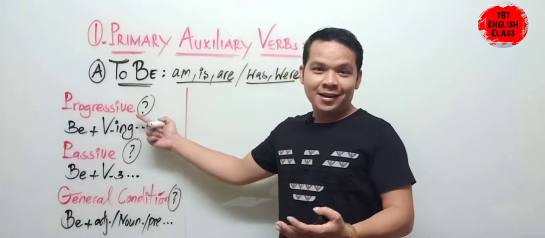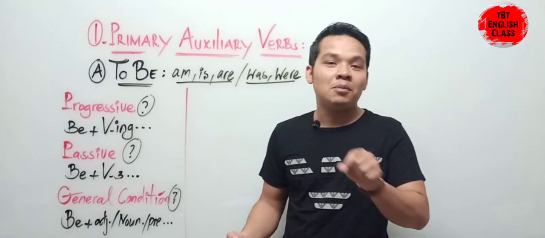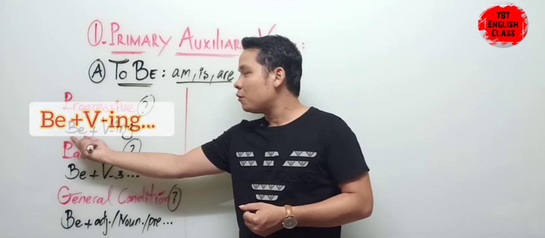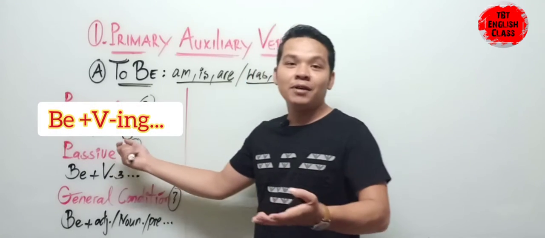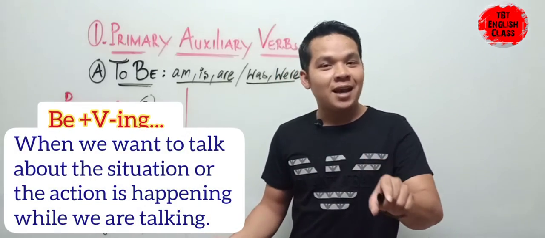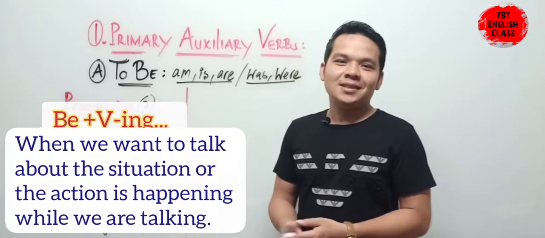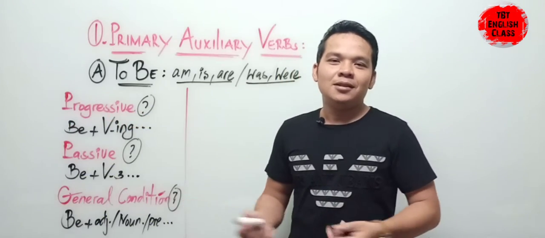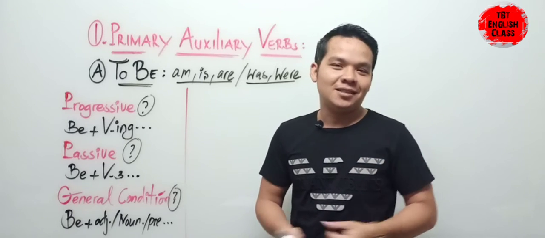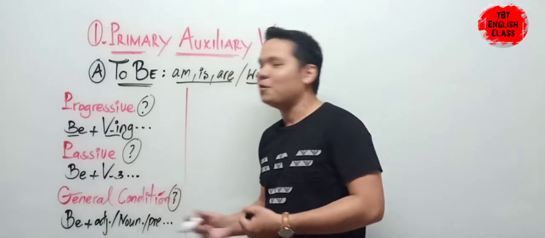progressive here, I'm talking about continuous tense, or we can say continuous form or progressive form. So progressive form, we use with the base form be plus verb-ing. And when do we use this form? When we want to talk about a situation or an action that is happening while we are talking. So this form is normally used to talk about actions that are happening. So as you see, this form is be plus the ing form.